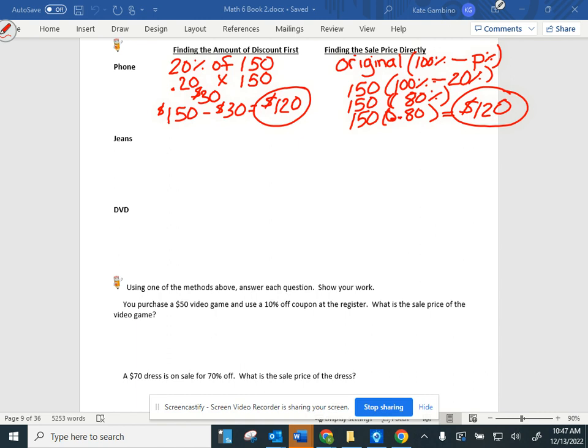So we're going to keep practicing both methods. Let's look at the jeans. So our jeans, $80 pair of jeans on sale for 60% off. So if we're going to find the amount of discount first, we're going to say it's 60% of 80. What is 60% of 80?